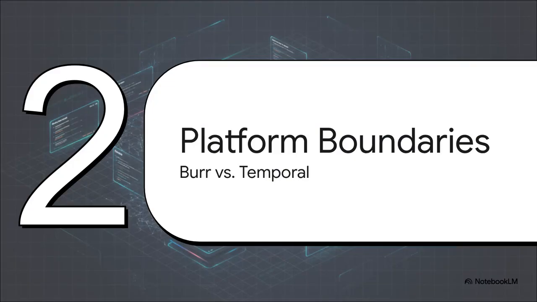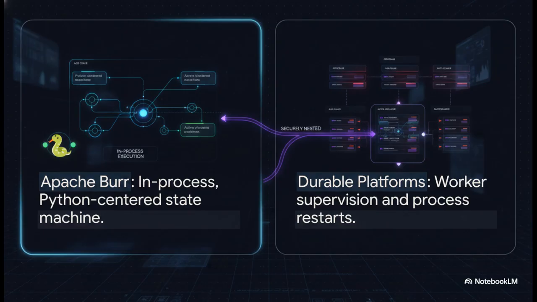Section 6. Platform Boundaries. Comparing Burr versus Durable Orchestration. We need to draw a really strict boundary here to avoid any architectural confusion. Apache Burr is fantastic for in-process Python-centered state machines. It persists state and resumes workflows perfectly through your configured database.